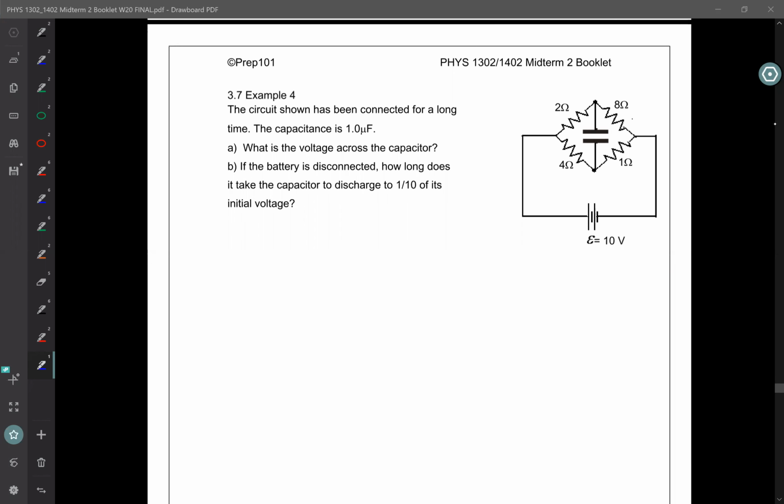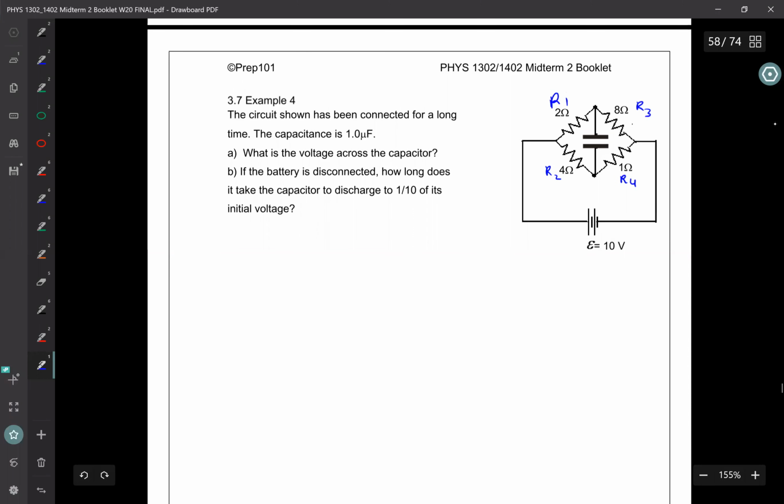The circuit shown has been connected for a long time. The capacitance is 1 microfarad. The voltage of the battery is given. It is 10 volt. And here we have 4 resistors. We could label them as R1, R2, R3, and R4. So again, remembering that the circuit has been running for a long time. That's the key. What is the voltage across the capacitor? They want the voltage across the capacitor.